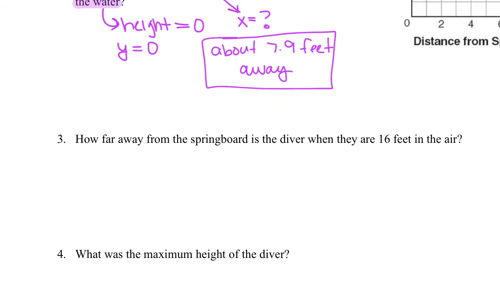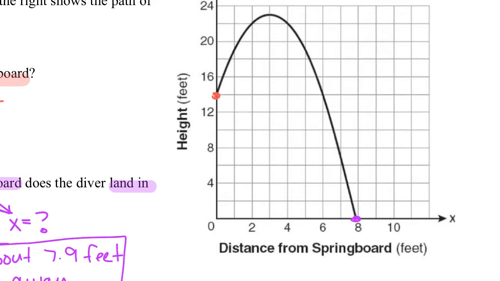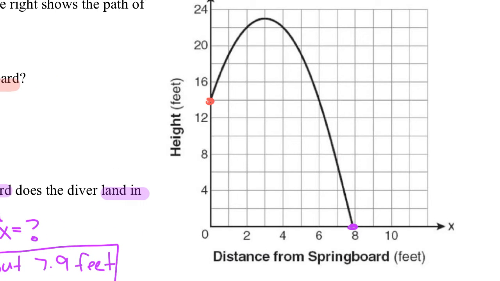Number 3, how far away from the springboard is the diver when they are 16 feet in the air? So again, how far away from the springboard? That's your question. So that means you're trying to find what x is. And then what are they giving you? They are 16 feet in the air. So they're telling us that y is equal to 16. So let's go to our graph. Find where y is equal to 16. Well, here's where y is 16.